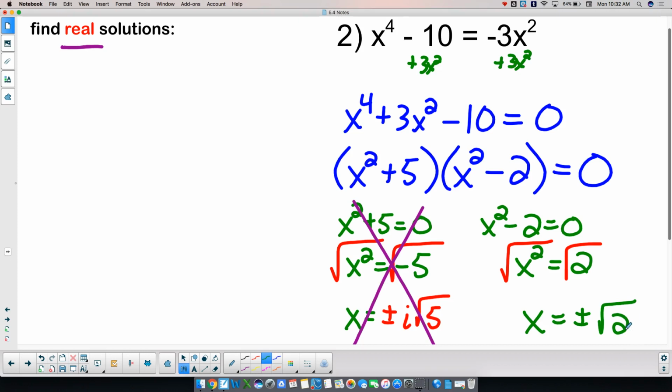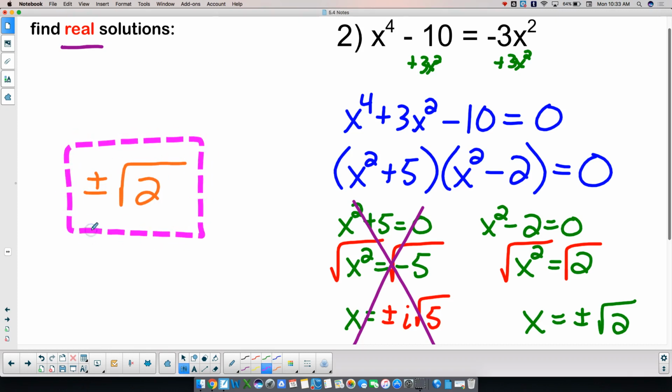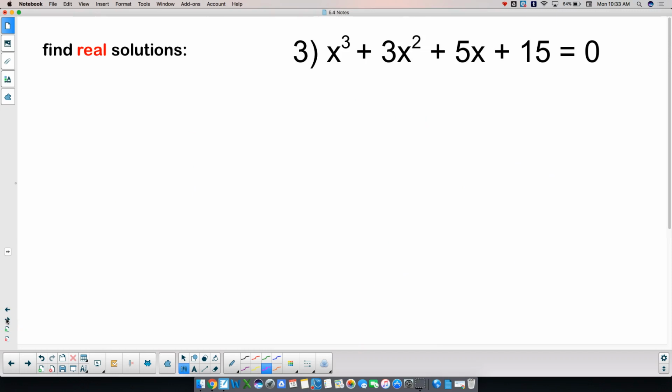So there's my 4 total solutions, but only 2 of them are real. The other 2 are imaginary, complex, if you will. Okay? Questions on that? Try that one.